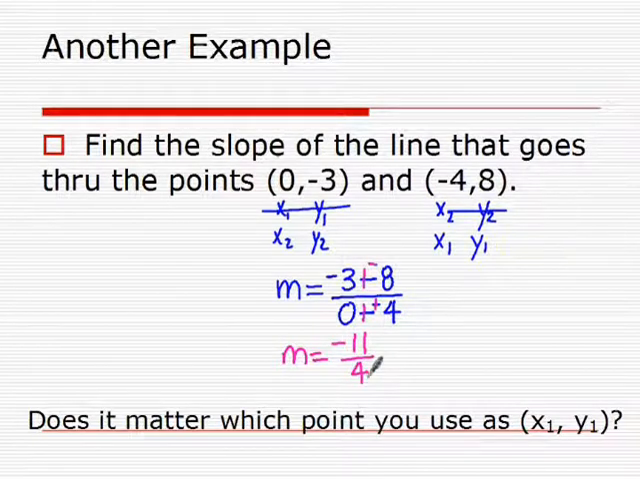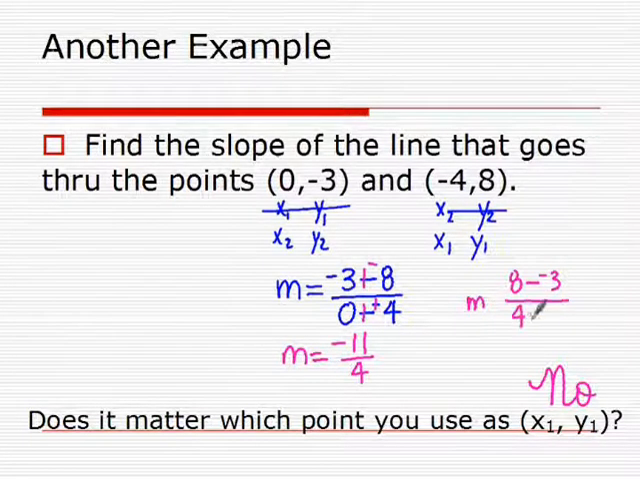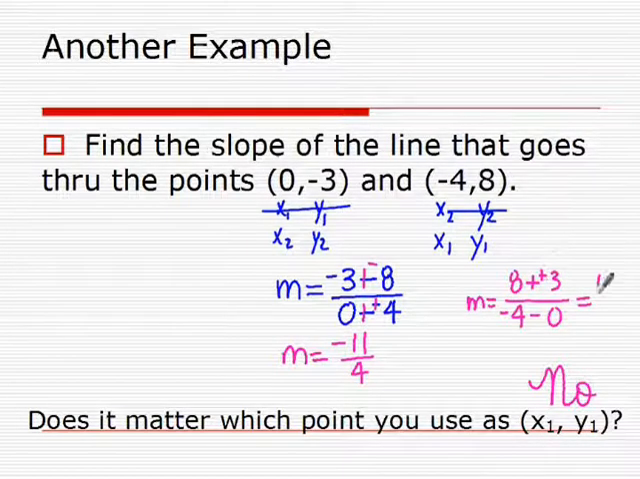If you did it the other way, you probably got 11 over -4. And guess what? That's the same thing. So does it matter which point you use as x1, y1? No, it doesn't matter. Get the same answer either way. Right? If you did it the other way, you had 8 minus -3 over -4 minus 0. And you had 11 over negative 4. Same thing. Doesn't matter.